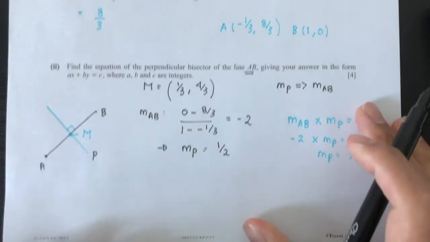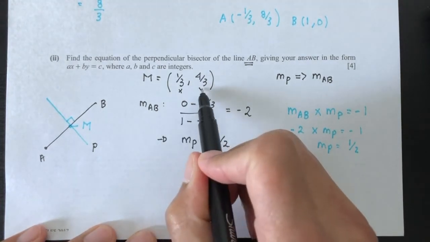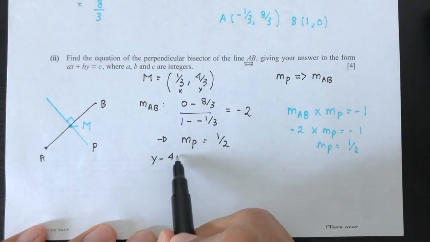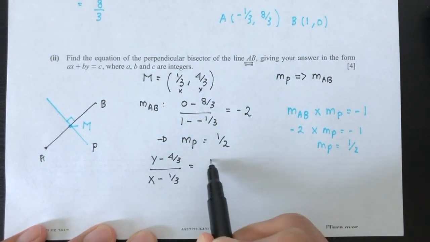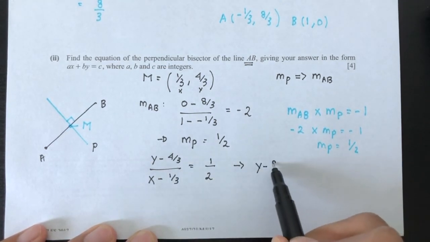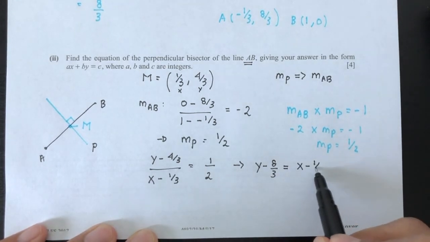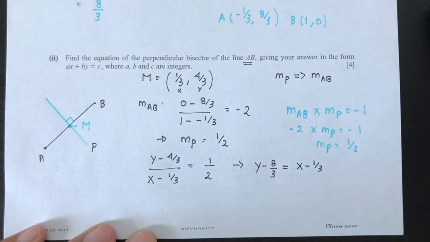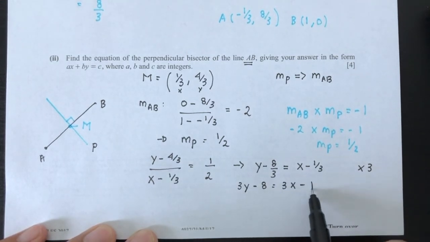And now to find the equation, we just have to use the passing point, which is this point. So this is your x value and your y value. So you take y minus 4 over 3 over x minus 1 over 3 is equal to 1 over 2. Cross multiply. You have y minus 8 over 3 equal to x minus 1 over 3. So next step, if you want to eliminate the denominator, you have to multiply by 3 everywhere. You will have 3y minus 8 is equal to 3x minus 1.